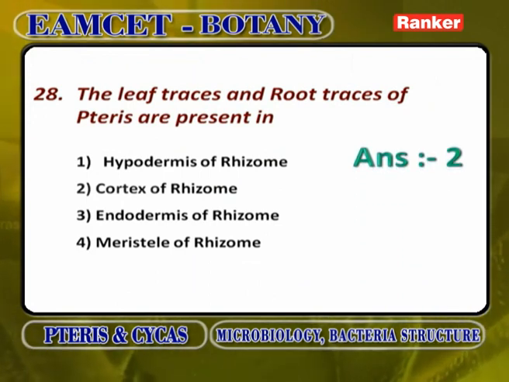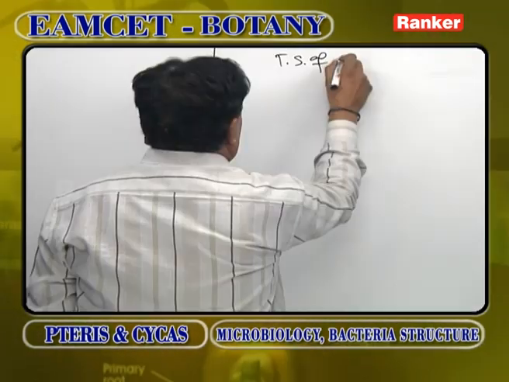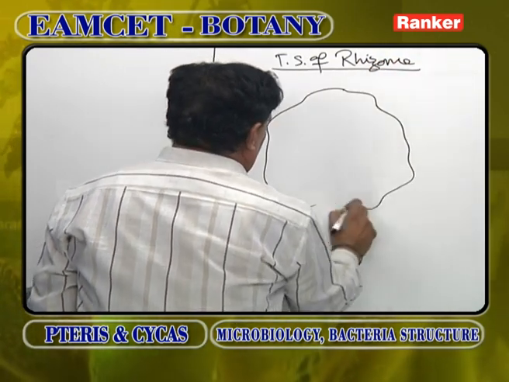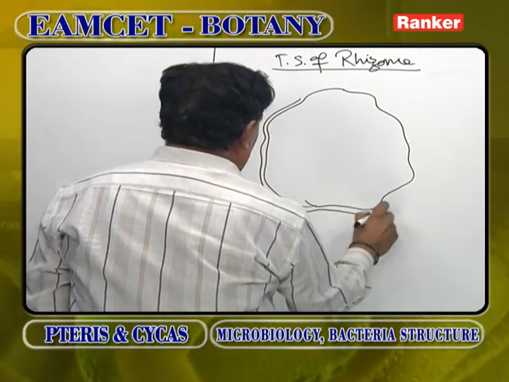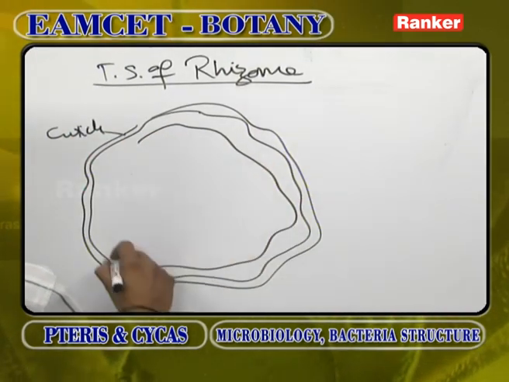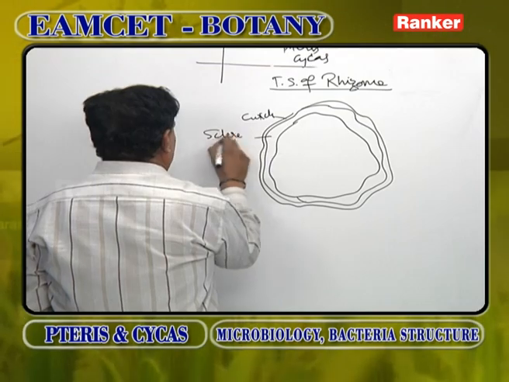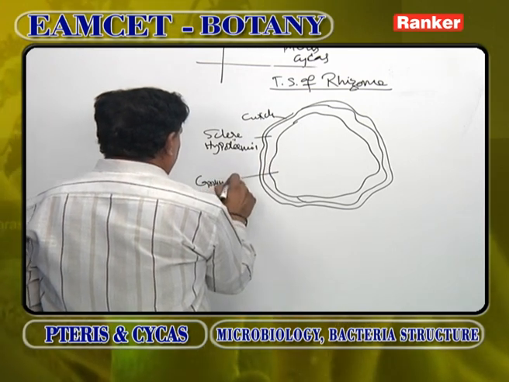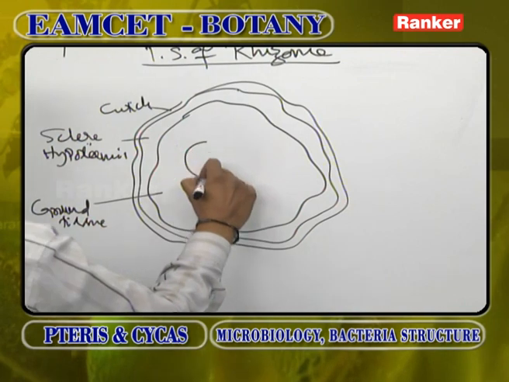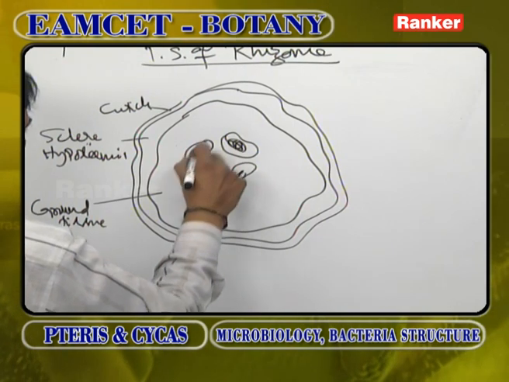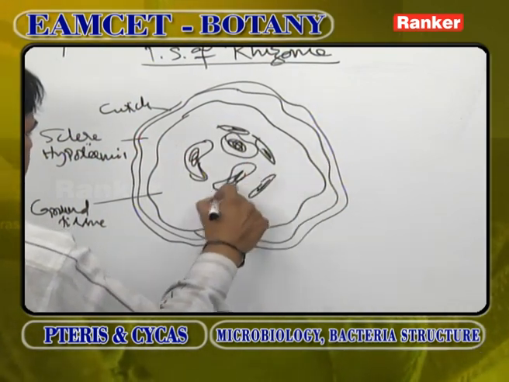The leaf traces and root traces of Pteris are present in the cortex. When you take the TS of rhizome in Pteris, it will be like this: irregular outline with outer thick cuticle. Then inner to it a very prominent sclerenchymatous hypodermis. Then parenchymatous ground tissue. In the ground tissue you will find vascular bundles like this. The central vascular bundles are larger in size, lesser in number. Peripheral vascular bundles are smaller in size, more in number.